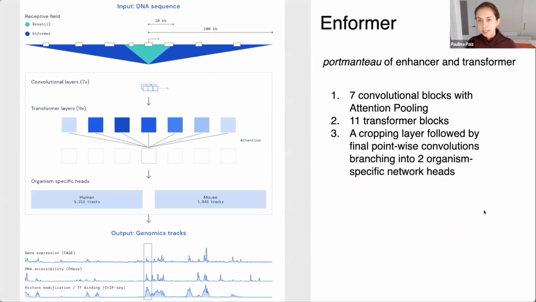So Enformer is, as you may know, not the name of a cat or dog, but actually a portmanteau of enhancer and transformer. It has three main parts. The first one is 7 convolutional blocks with attention pooling. The second one is 11 transformer blocks. And the third is a cropping layer followed by final pointwise convolutions, which branch into 2 organism-specific heads.